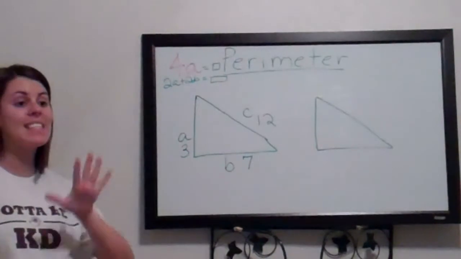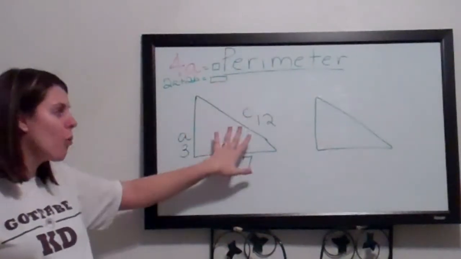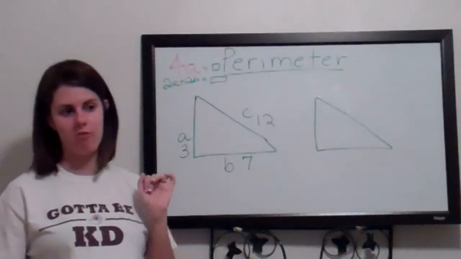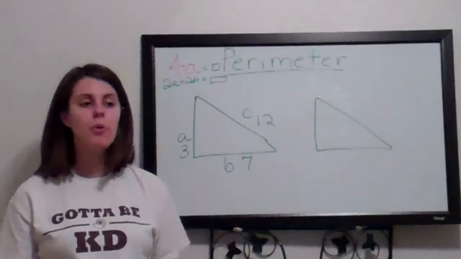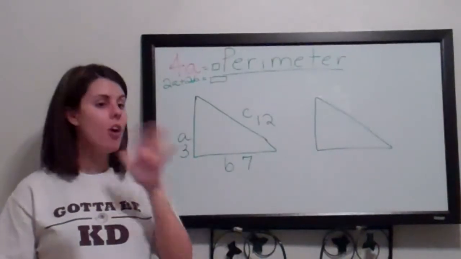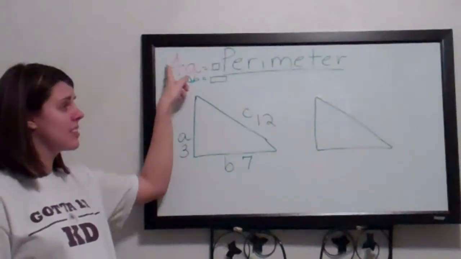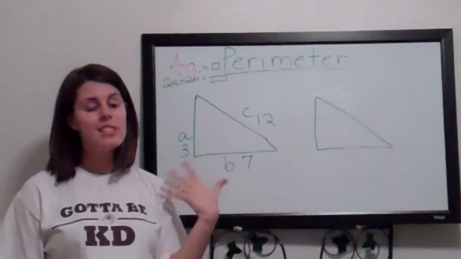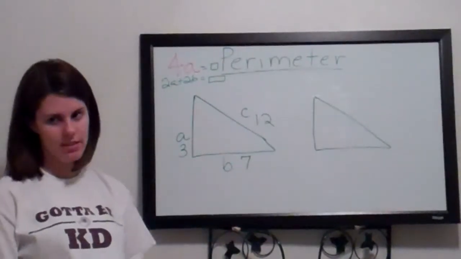Does anybody have an idea, just kind of a guesstimation, of how we're going to find the perimeter of this triangle? Add all the sides together. Very good. See, this perimeter is so easy. All you do is add all the sides together. We have these shortcuts that take not as long, but all you do is add all the sides together.